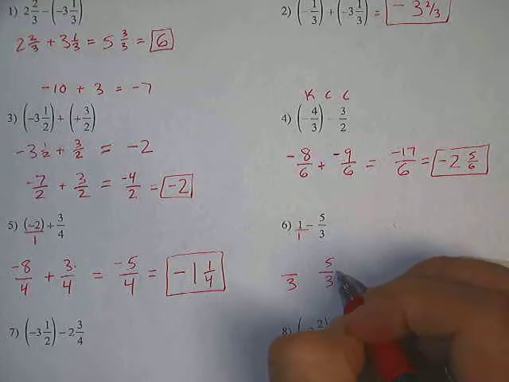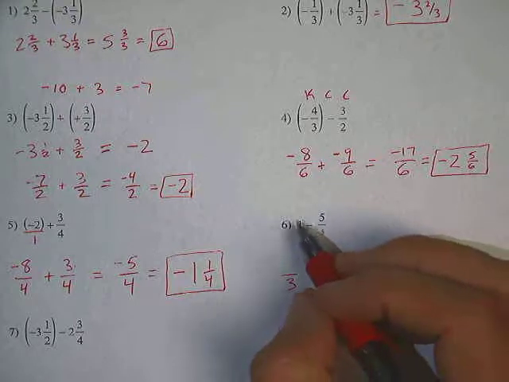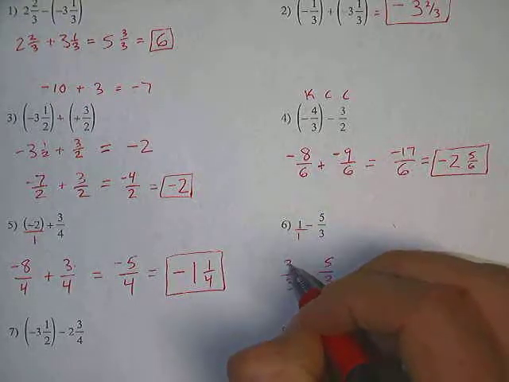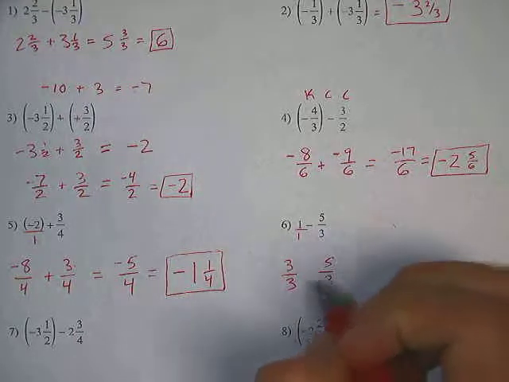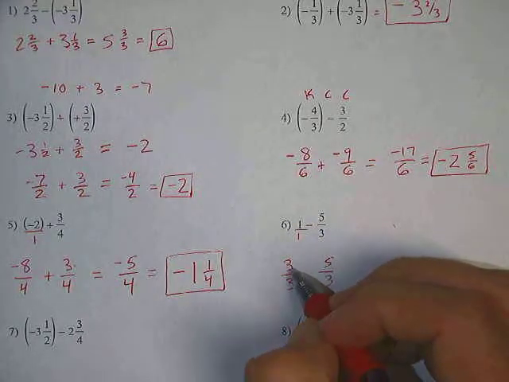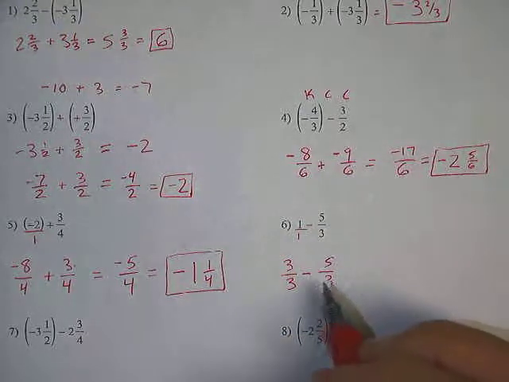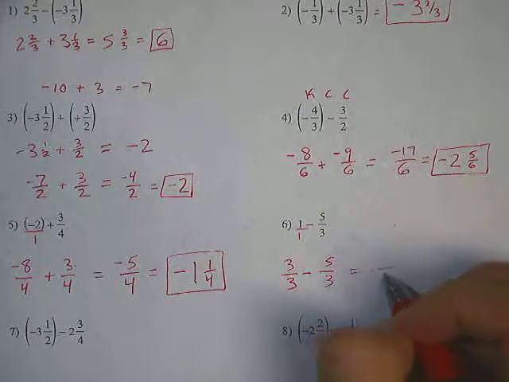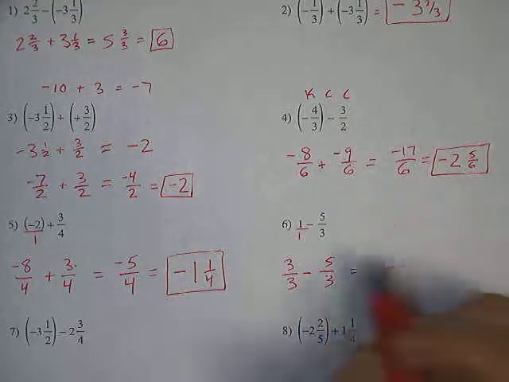Okay, number 6. Whole number, put it over 1. Let's get some common denominators. So we're going to make this a 3. We're going to leave this one alone because the denominator was already 3. So don't put 1 over 3. This needs to be 1 whole, which is 3 over 3.